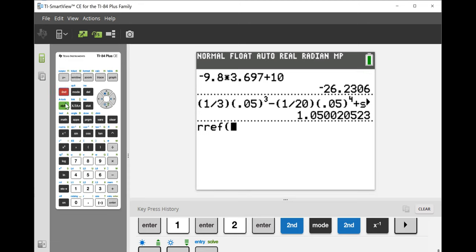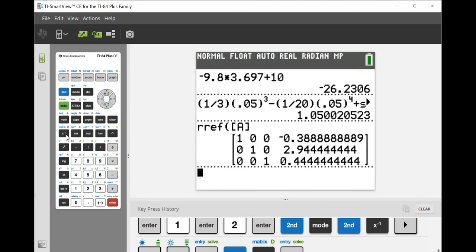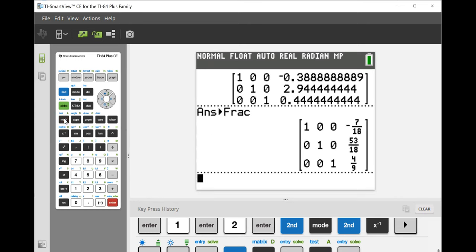Okay, so matrix math, reduced row echelon form A. So here's, I mean, we could maybe make this look nicer, but when you're doing polynomial regression, you've just got to usually kind of accept that you're getting ugly decimals. I mean, these are ugly fractions too. So A is -3.8 repeating, B is 2.94 repeating, and C is 0.4 repeating. All right.